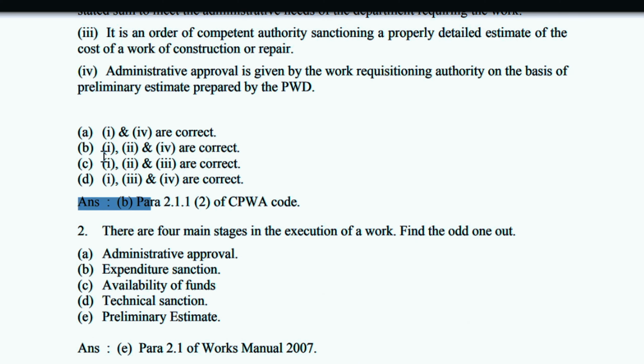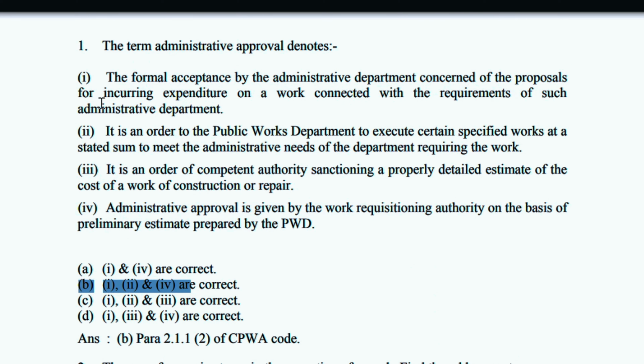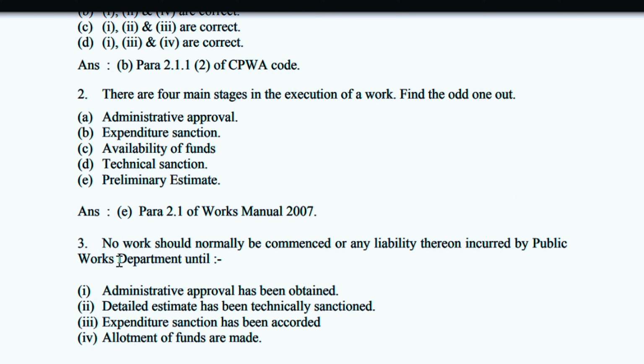So this is the answer B, number 1, 2 and 4. Serial number 2. There are 4 main stages in the execution of work. Find the odd one out.